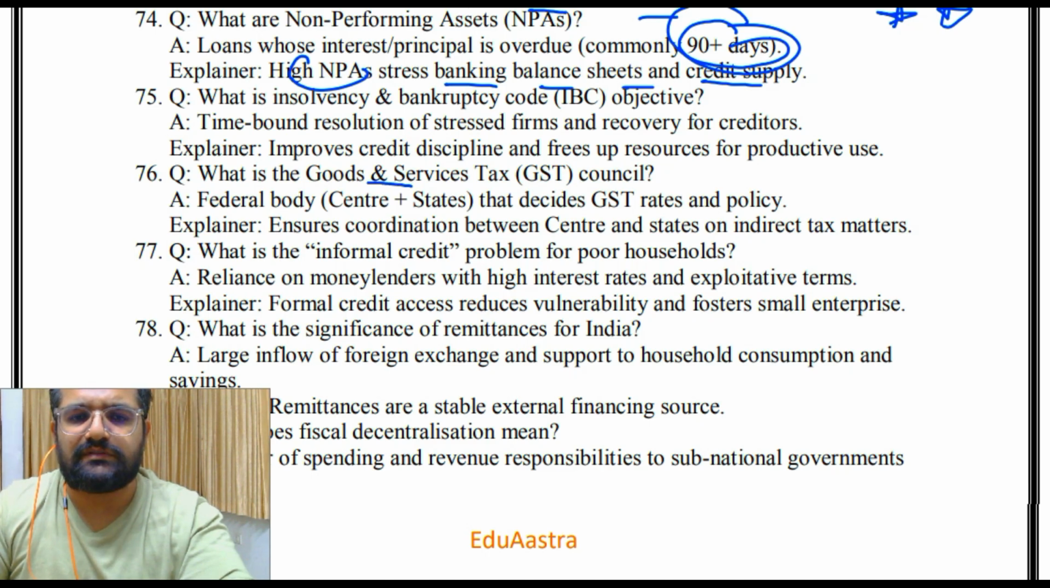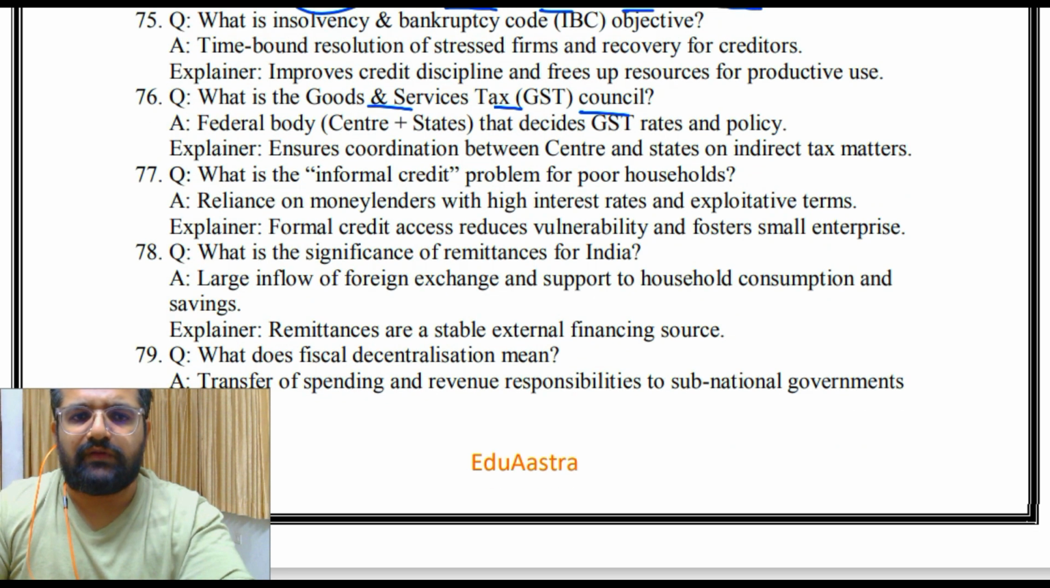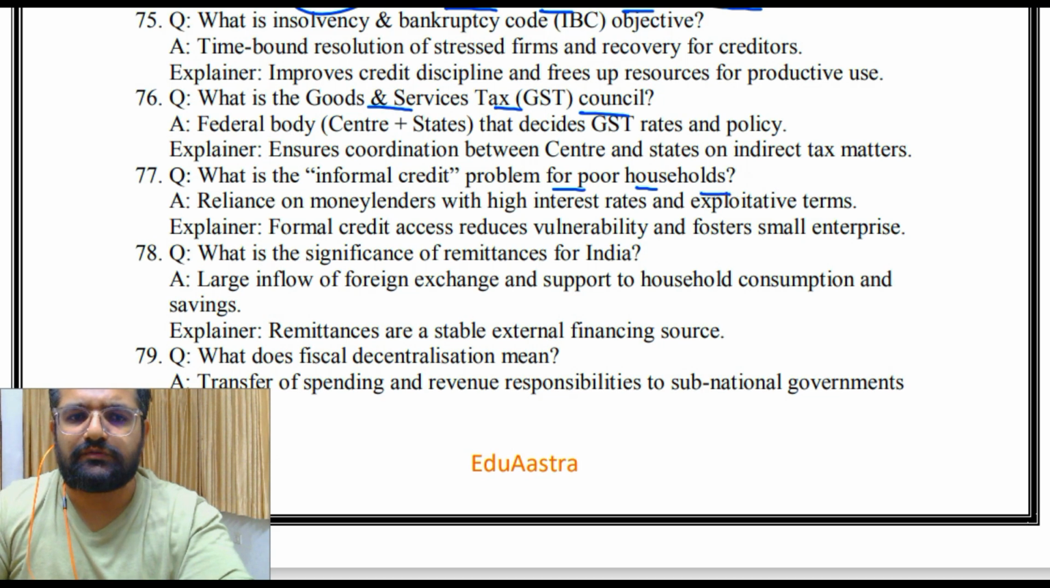What is the Goods and Services Tax Council? Federal body of central plus states and decides GST rates and policy. Ensures coordination between central and state on indirect tax matters. What is the informal credit problem for poor households? Reliance on money lenders with high interest rates and exploitative terms. Formal credit access reduces vulnerability and fosters small enterprise.